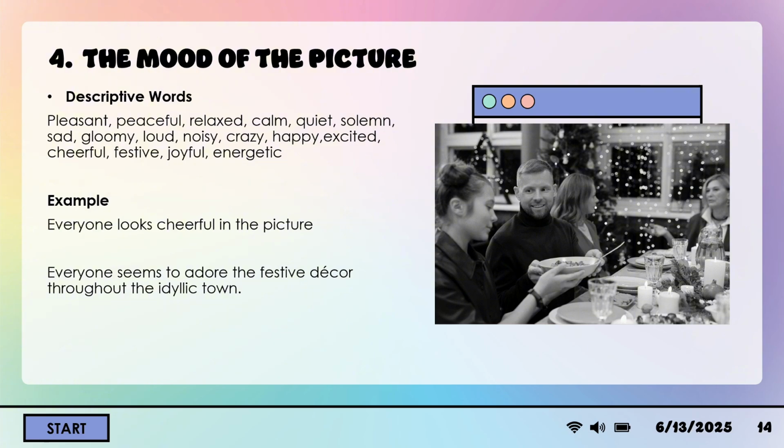For example, everyone looks cheerful in the picture. Maybe you can see the guy is smiling, the lady is smiling, the ladies at the back are talking to one another, they are enjoying their food. So they look cheerful. Or maybe everyone seems to adore the festive decor throughout the idyllic town. You can use those multiple words, use them as well as you can. Okay?